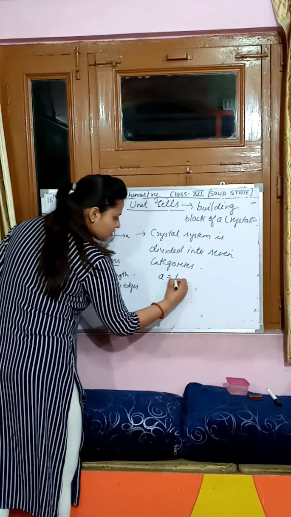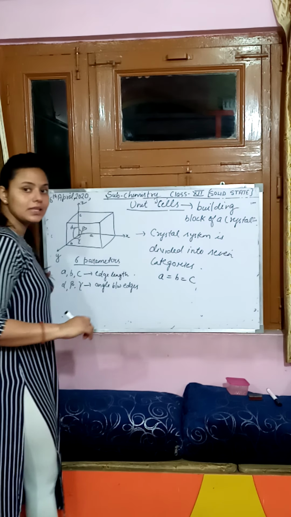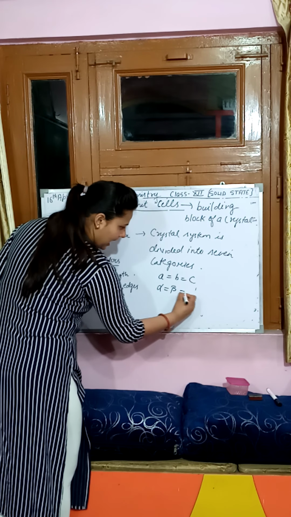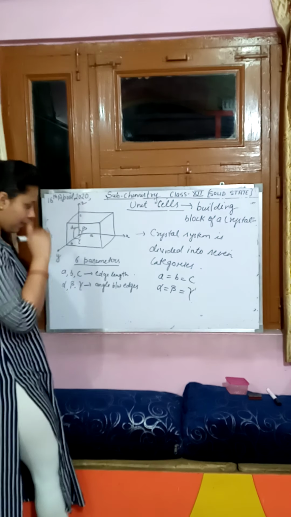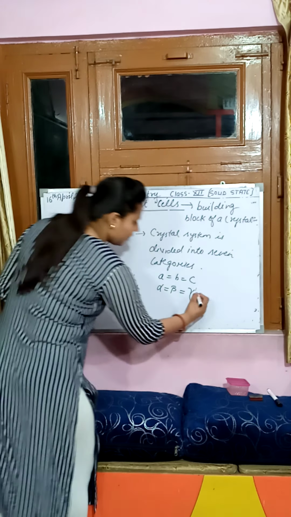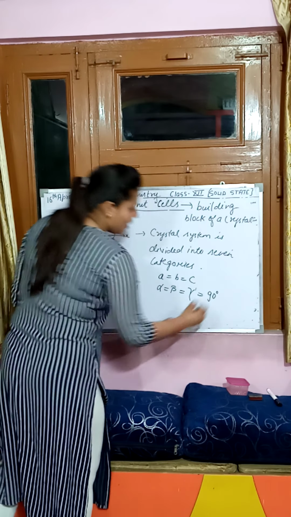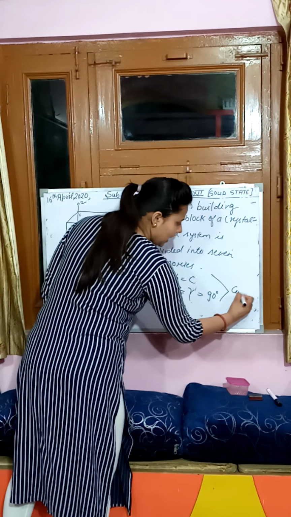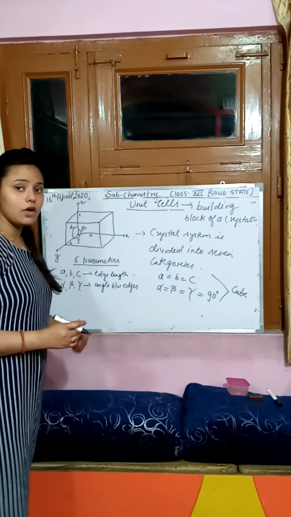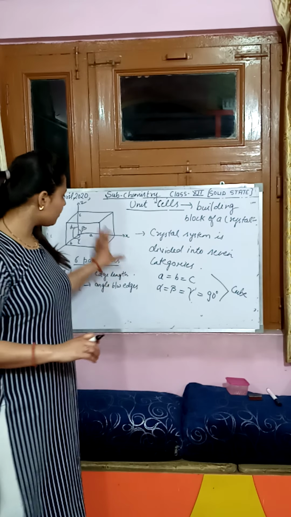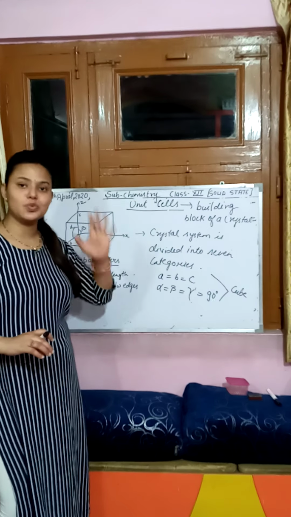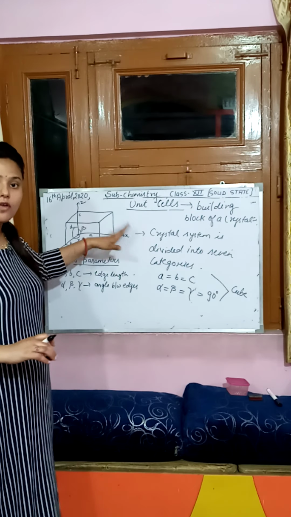If A is equal to B is equal to C, it means all the edge lengths are equal, and alpha is equal to beta is equal to gamma, meaning all the angles are equal and also all the angles are equal to 90 degrees. So this is the condition of a cube. Or we can say that in a crystal system, cubic unit cells are present. It means this is the unit cell present in a crystal system, which is a kind of cube.